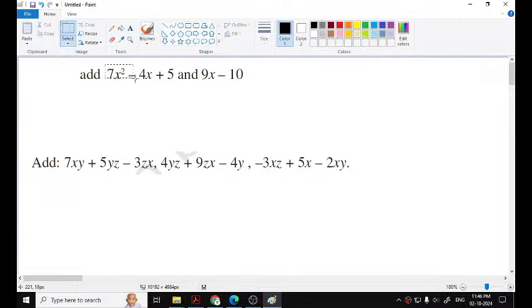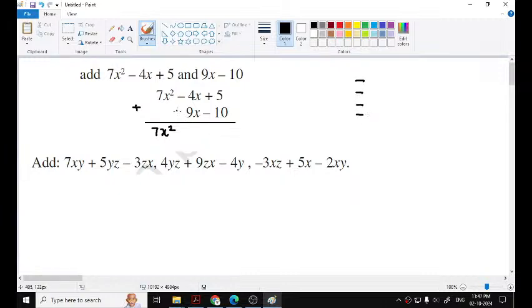7x square minus 4x plus 5 and 9x minus 10. Here we write this 9x below its like term, and 5 is a constant and 10 is also a constant. No like term for 7x square, so we can add 7x square with 0x square. So our answer will be 7x square. Now we have minus 4 and no sign is here, means this is plus 9.